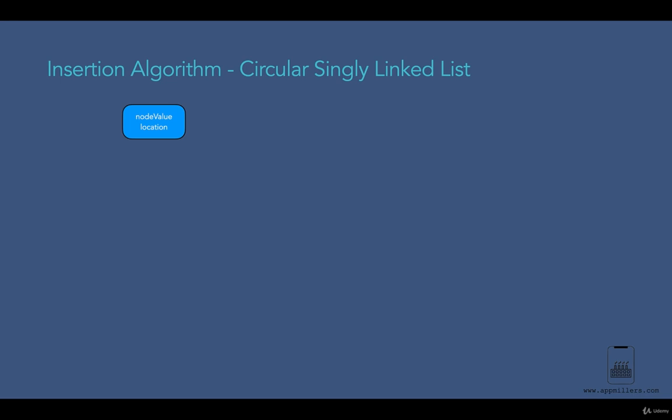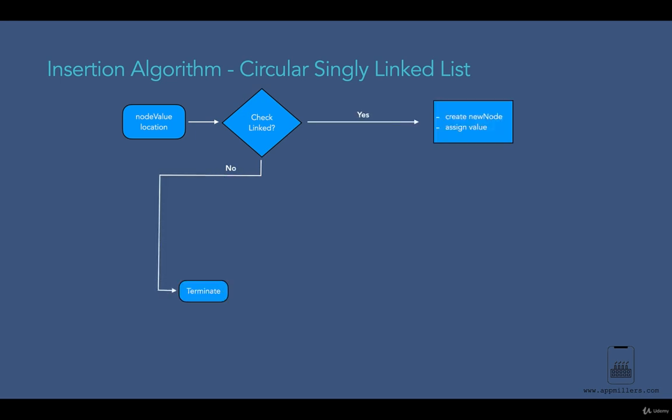Now the first step is we are going to check whether the linked list exists or not. If it does not exist, we will return an error and terminate our algorithm. If it exists, we are continuing to the next step. Now in the next step, we are going to create a new node based on the node class, and we are going to assign the value that comes from the node value to this new node.